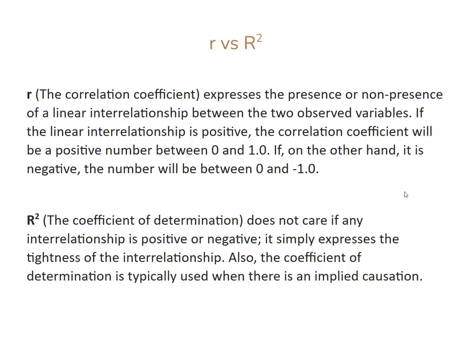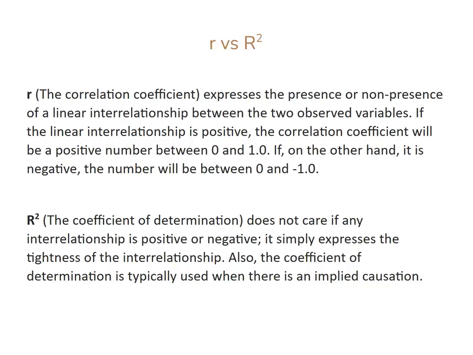r is the correlation coefficient. What it's really looking for is when you graph two variables on a graph, is there a linear relationship between those two variables? And so that's what it's looking for. And if there is a linear relationship, then is it positive or negative, and how strongly correlated are those two variables to each other? The r value can be positive or it can be negative.